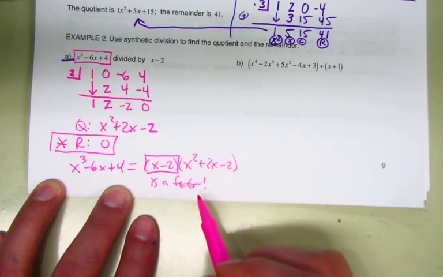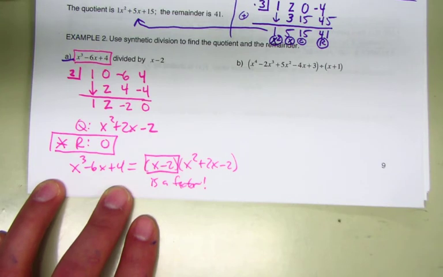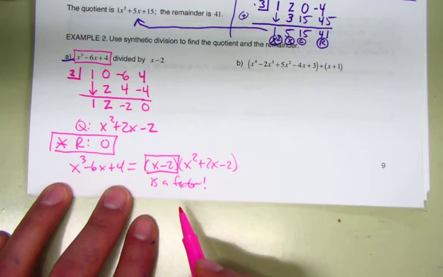You guys see how that works? In other words, x minus 2 divides into it perfectly with no remainder. That means that it's a factor of the whole thing. Yes?